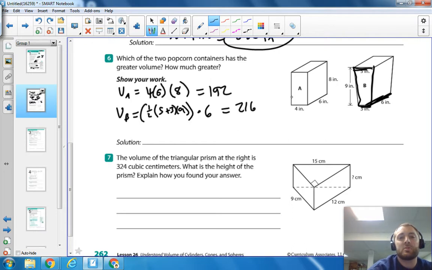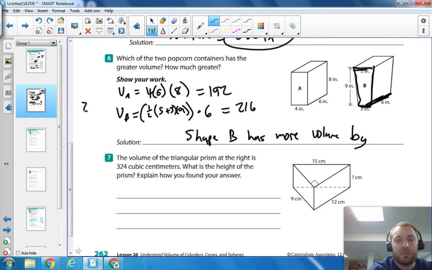So which shape is greater? Shape B has more volume. By how much? Well, 216 minus 192 is 24. So it's 24 cubic inches more.